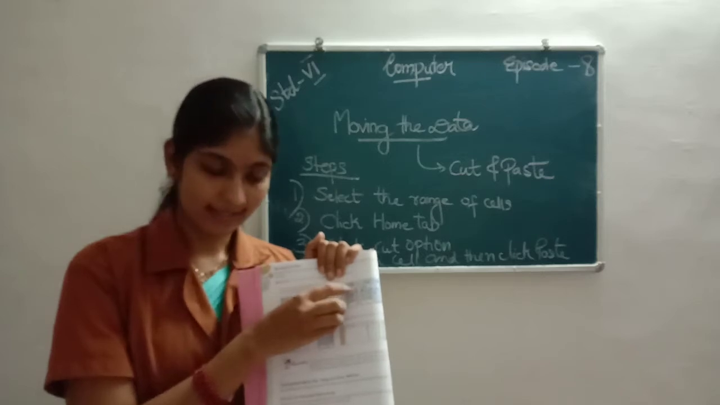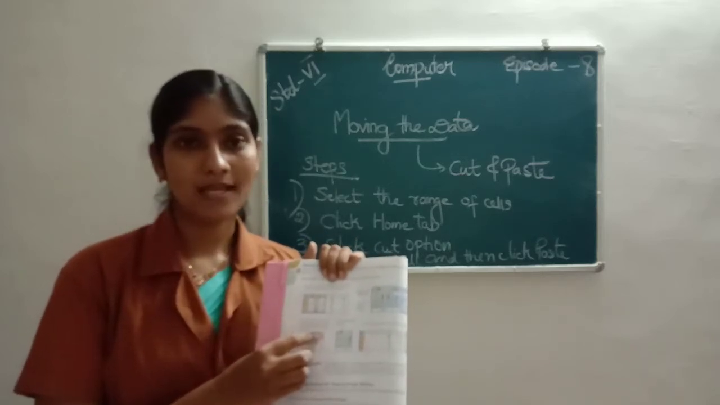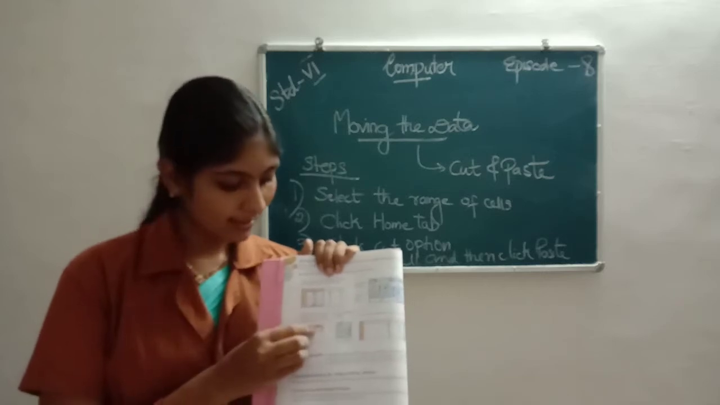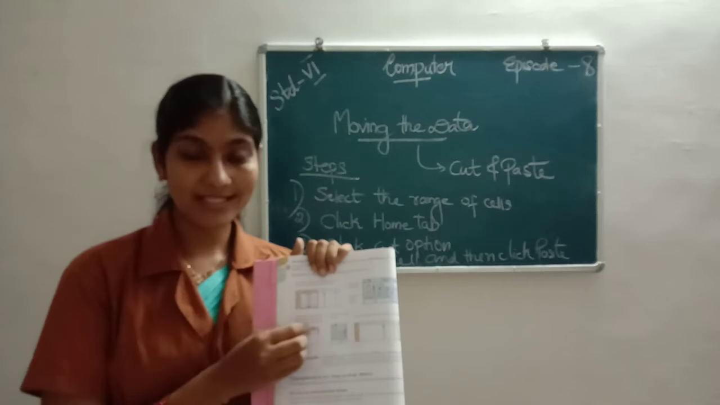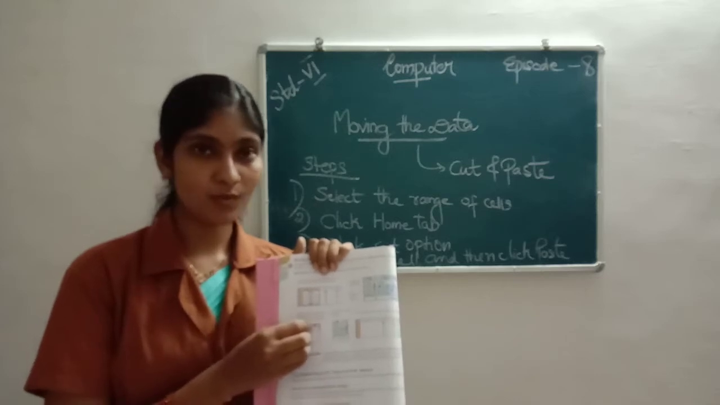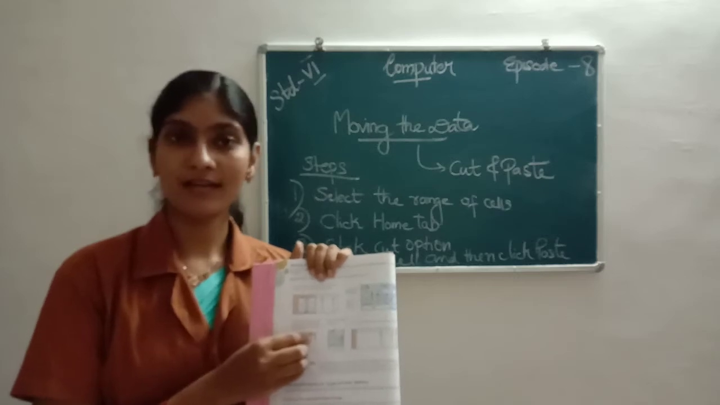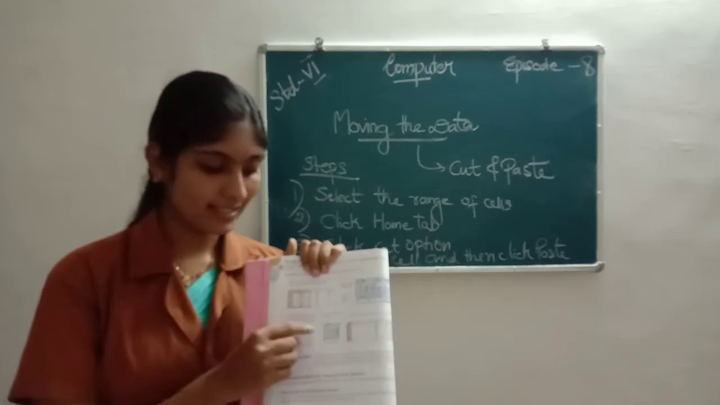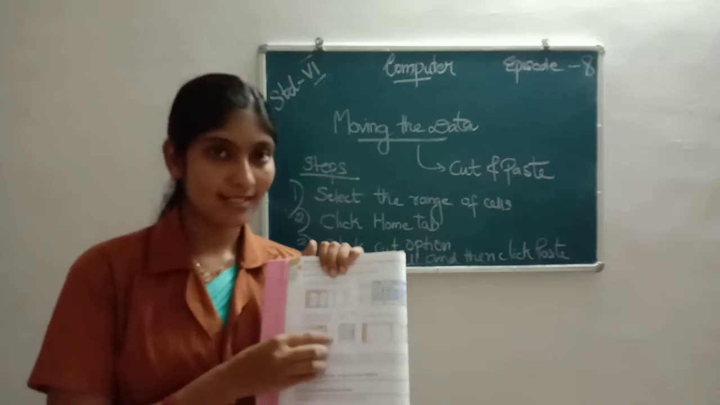So click the cut and then select a cell where you want to paste the content. Here the fourth step, click a cell. This is the cell where you want to paste it. This is the first entry where you want to paste the content.